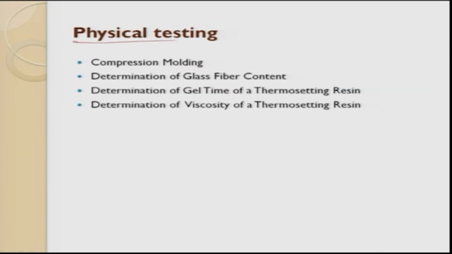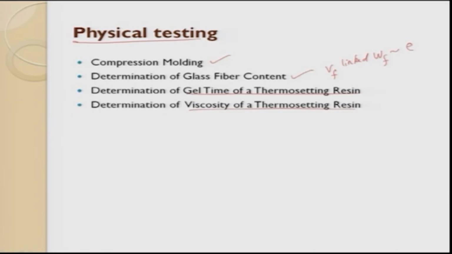So as far as physical testing is concerned, compression molding is done. Then we try to determine the fiber volume fraction. You remember we talked about VF. It is in turn linked with WF, and this in turn is linked with the density of the composite. So determination of the fiber volume content, and here all our testing is more focused only on polymer. Then determination of gelling time for a thermosetting resin, and determination of viscosity for a thermosetting resin.